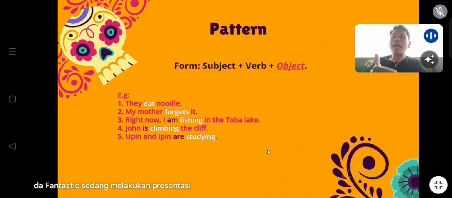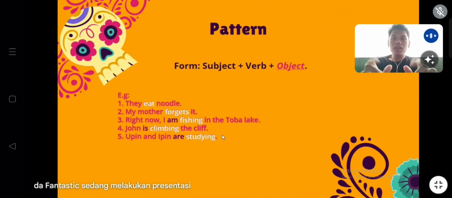Right now, I am fishing in the Toba Lake. What I said before is the verb be, it doesn't become the main verb. And you see here is I am fishing. Only focus on is there any verb that shows an activity or not. If there is a verb that shows activity, it means it's verbal. And when the sentence doesn't have any verb that shows activity, it means it's not verbal, it's nominal.